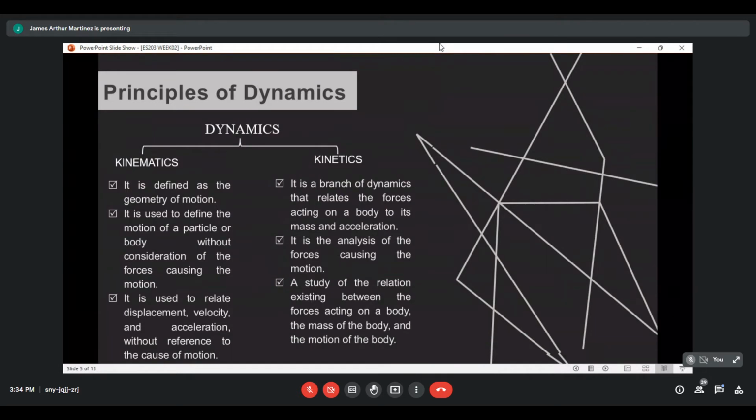Okay. So, again, kinetics is mainly based on Newton's laws of motion, especially his second law of motion, which is that the force acting on a body is directly proportional to its acceleration.